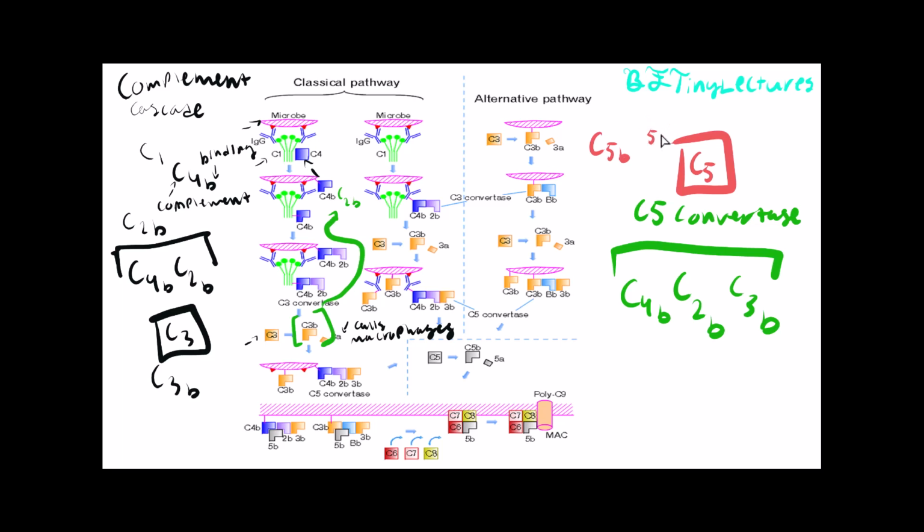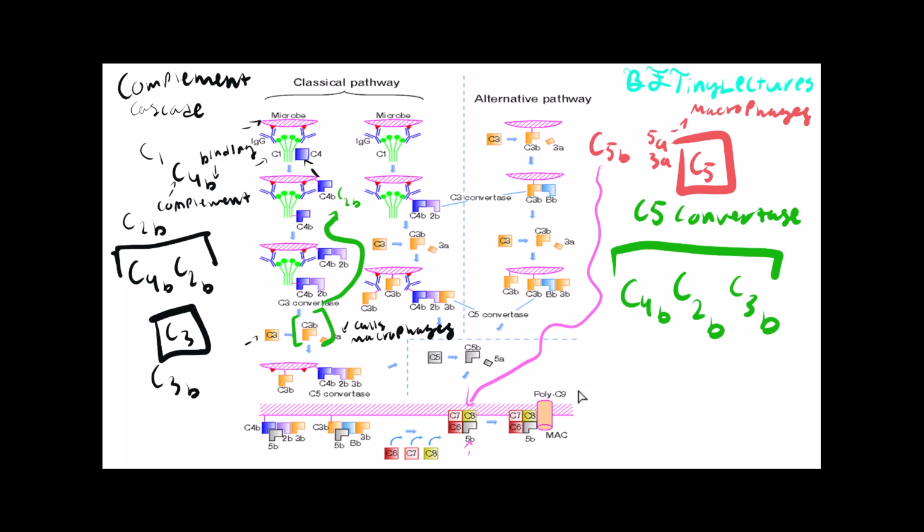Actually, just 5a. Well, 5a is going to do the same thing that 3a is doing. All this does is recruit for help. This calls for more macrophages and more immune response. So it's very similar to 3a. Let's take C5b and put it on the surface of the parasite or the bacteria. Here we have C5b, and it joins with C6, C7, C8, and eventually C9.